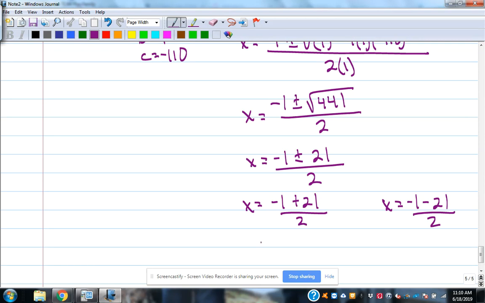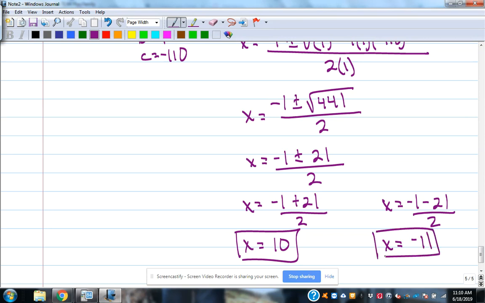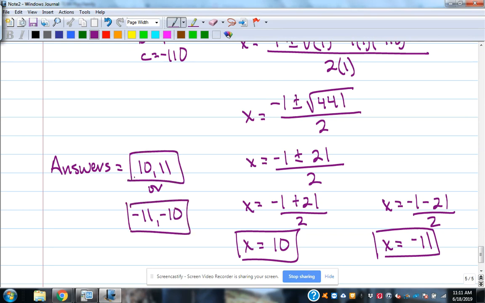Okay? So this answer is 20 divided by 2, which is 10. So x, the first integer, could be 10. This one is going to be negative 22 over 2, which is negative 11. So the answers could be 10 and 11 or negative 11 and negative 10. Could be either of those. 10 times 11, that's 110. Negative 10 times negative 11, that's also 110.